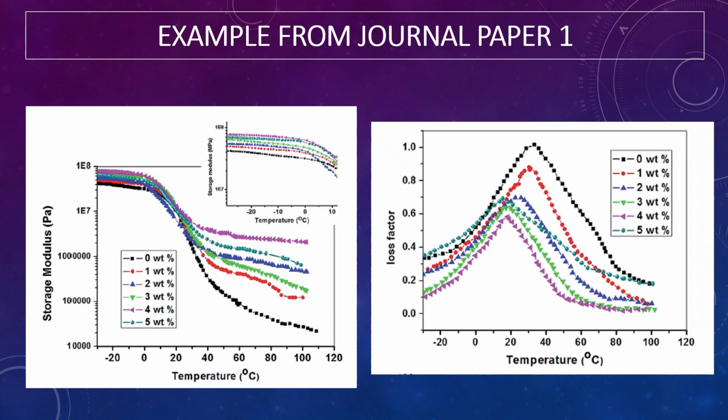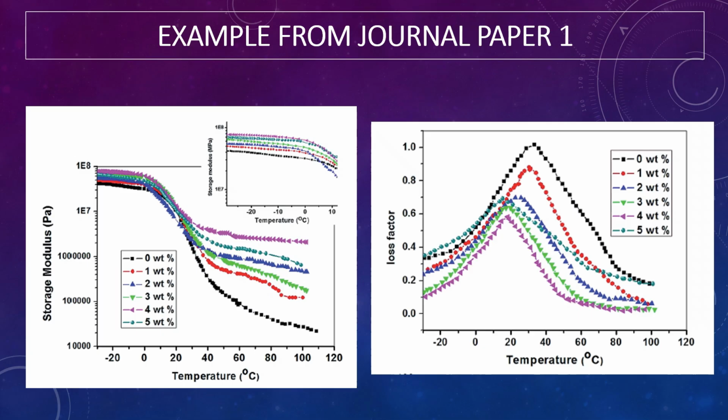Here's a graph showing the storage modulus and the loss factor. Here the loss modulus is not shown because we can get it from the loss factor and storage modulus by multiplying storage modulus and loss factor. Here the diagram shows the 0% weightage of the clay is much lower, and then 1% weightage is higher, and 4% weightage has the highest storage modulus, and this is the glass transition region of the clay.